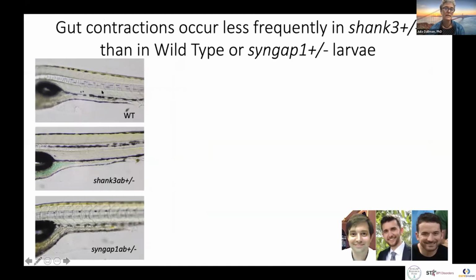So this is, again, these peristaltic movements that are a response to feeding in wild type. This is our Shank3 model, and believe it or not, the movie is going. So there's a little twitch that happens here every now and then. And this is a fed Syngap model larva. You can see that there's actually quite a bit of motility in the gut, but it's not coordinated in a raw anterior to posterior direction.